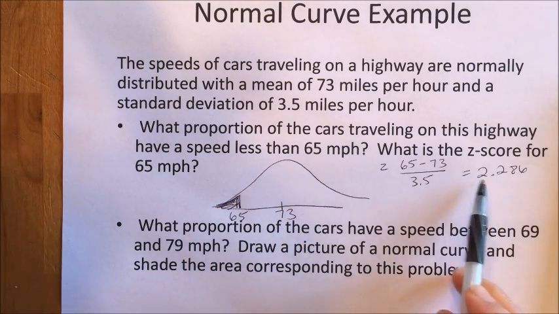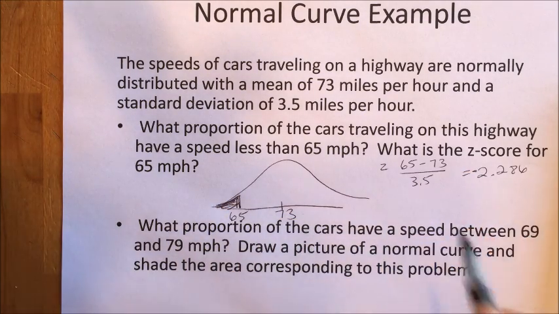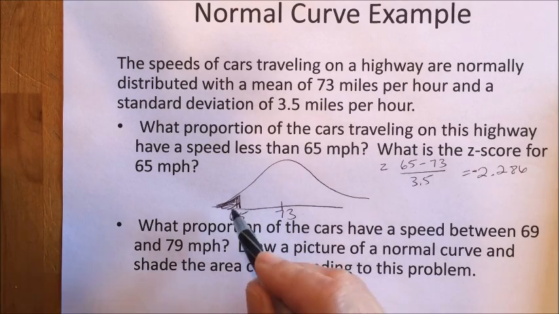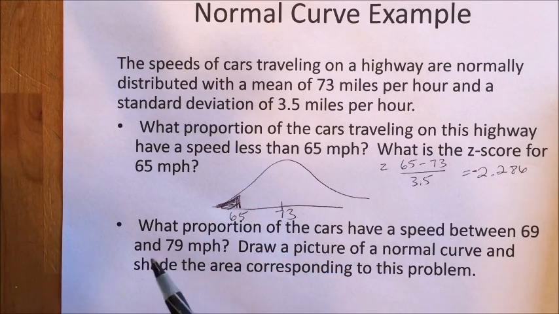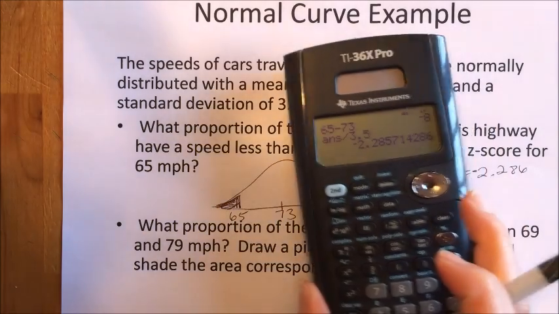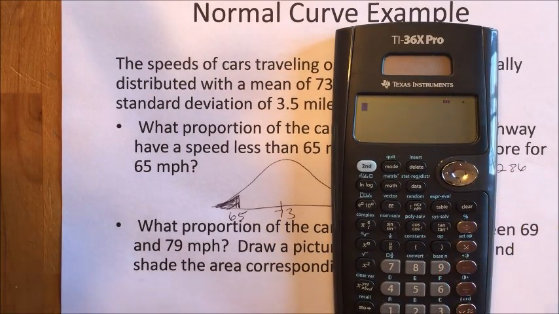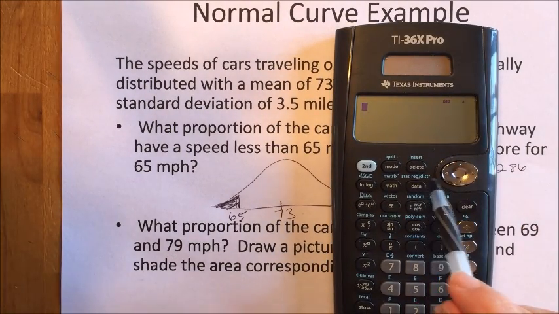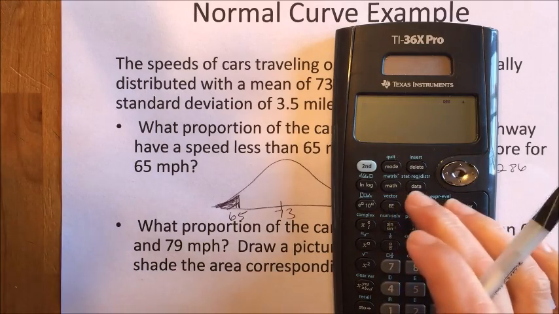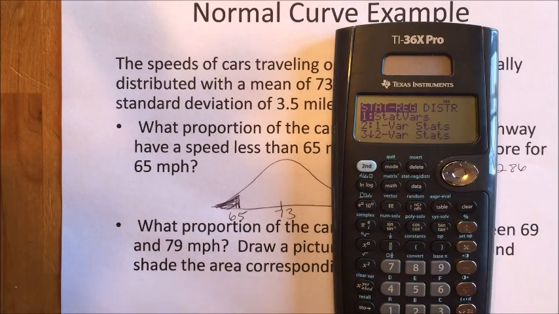and if you didn't have software, you'd use this z-score and look that up on a normal distribution chart, but we're going to use our calculators. And so on the TI, we'll find the menu that we need on this stat regression distribution menu. So I press second and data to get to that.